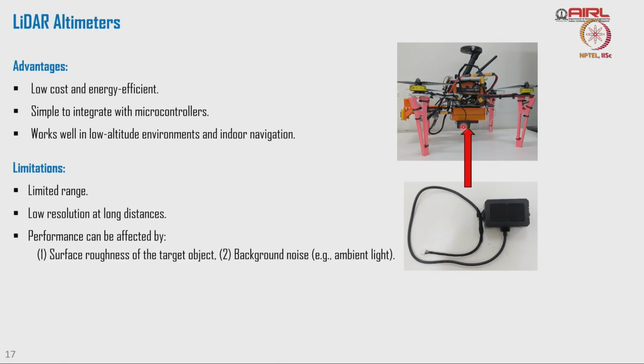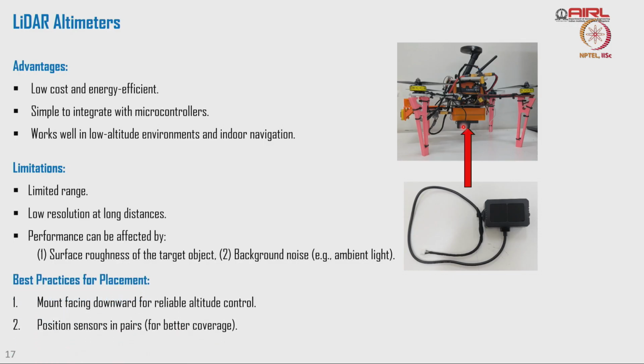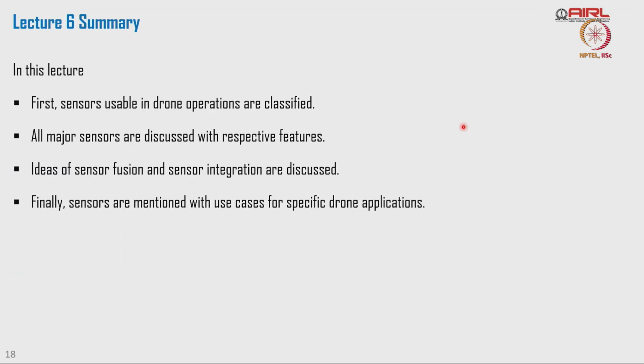It has limited range again. It has low resolution at long distances. Performance gets affected if the surface roughness varies, or if background ambient light comes into the picture; the performance of the LiDAR gets affected significantly, right. Usually you mount it downwards to get reliable altitude control, and position the sensors for better coverage. You have to keep it in such a way that it does not get obstructed due to the motion of the drone.